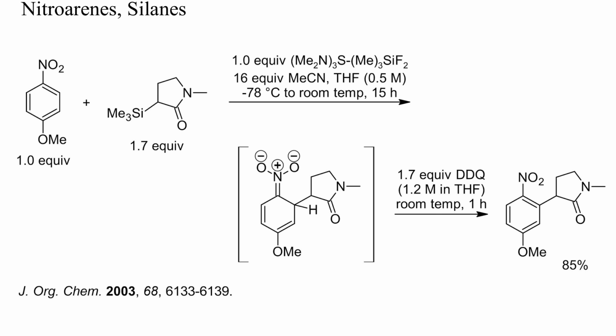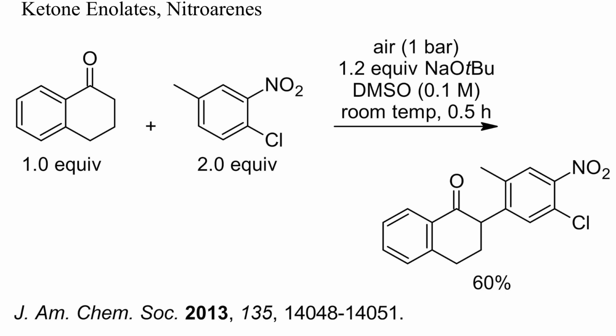Similarly, in this example, a silane was the precursor of a lactam enolate, which added ortho to the nitro group. Oxidation with DDQ then yielded the alkylated nitroarene. Ketone enolates can add to the unsubstituted para position of nitroarenes, even if these carry leaving groups at other positions, as in this example. Addition to an unsubstituted position is fast, and if the resulting intermediate is quickly aromatized by oxidation, the leaving group may not be displaced.